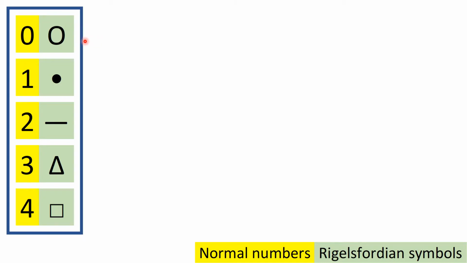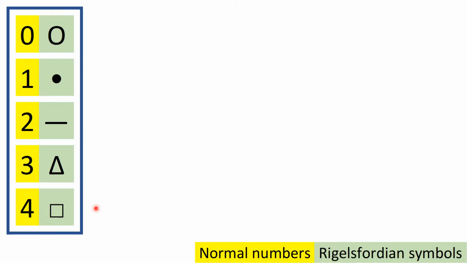Now here's a new number system that I've just invented. Let's call this the Wriggles-Fordian number system. I have a circle to show 0, a dot to show 1, a dash to show 2, a triangle to show 3, and a square to show 4. And that's all the symbols that I'm using.